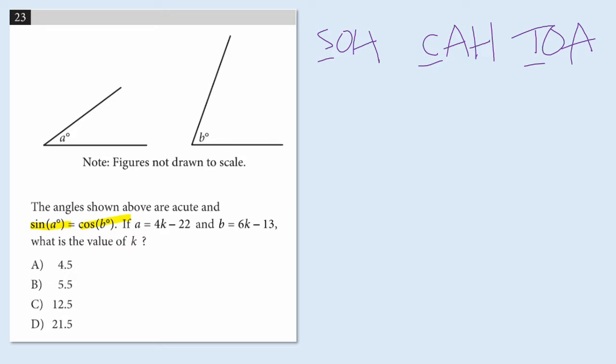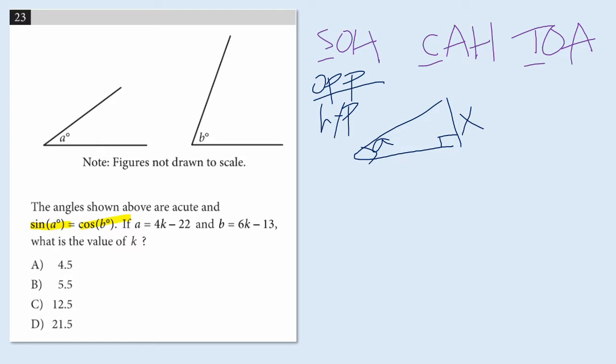So I drew a triangle, a right triangle. Let's call this A. And you know that the sine is opposite over hypotenuse. So let's call the opposite x and the hypotenuse y. So the sine of angle A is equal to x over y, right? The opposite over the hypotenuse.